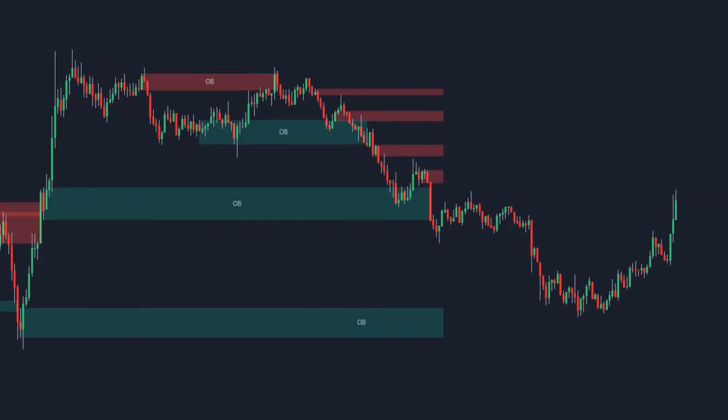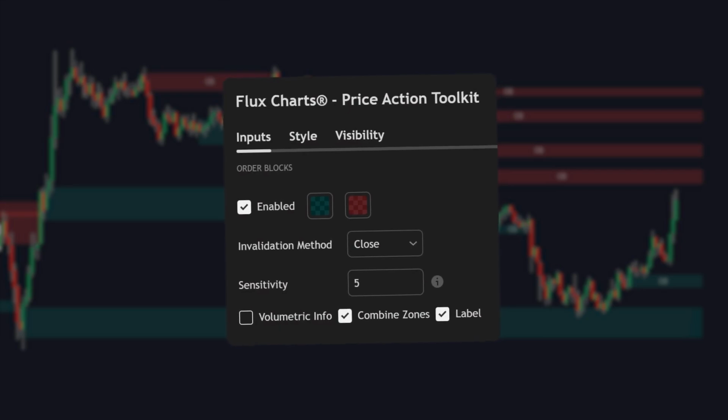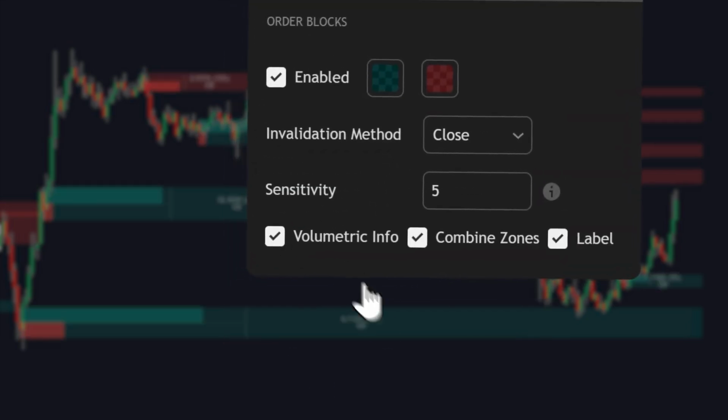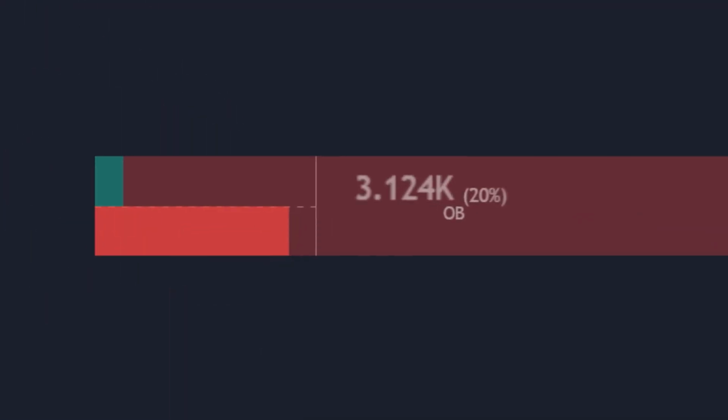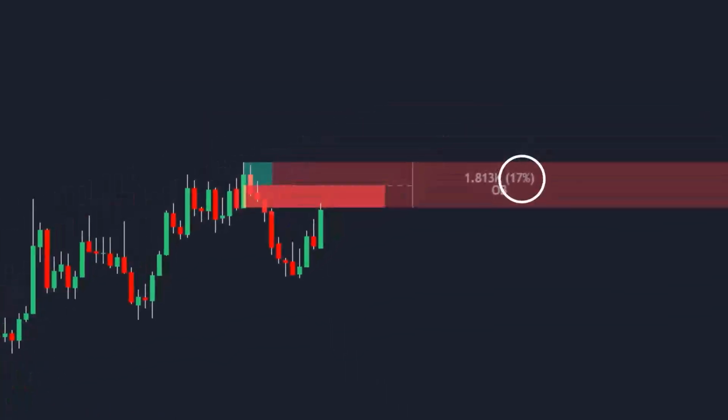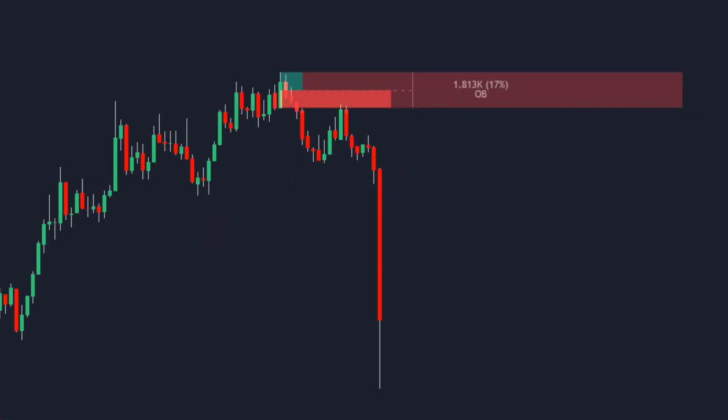We don't want to trade all of the order blocks though, so to filter out the weak ones, we'll toggle the Volumetric Info setting. This will show us a mini volume profile for each order block. We can instantly see the total volume in that area, a percentage ratio between buyers and sellers, and a visual display of the buying versus selling volume. A lower percentage indicates a dominance of buyers or sellers, depending on whether the order block is bullish or bearish.